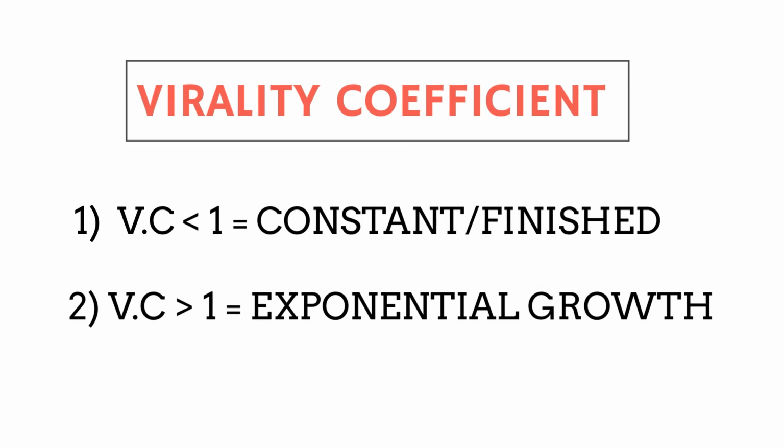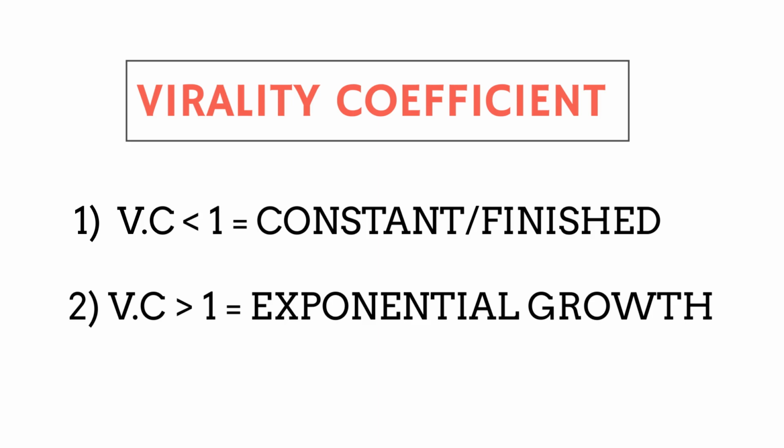The virality coefficient is the rate at which people are infected. If VC is less than 1, it implies that the graph will be constant and the epidemic will eventually end, since one person infects 0.5. And when we say one person infects 0.5, it is the ratio.